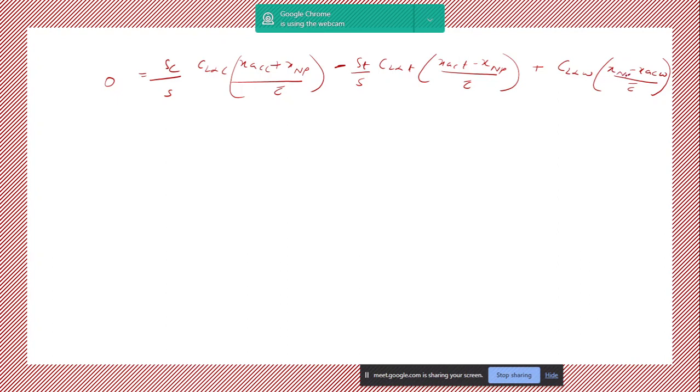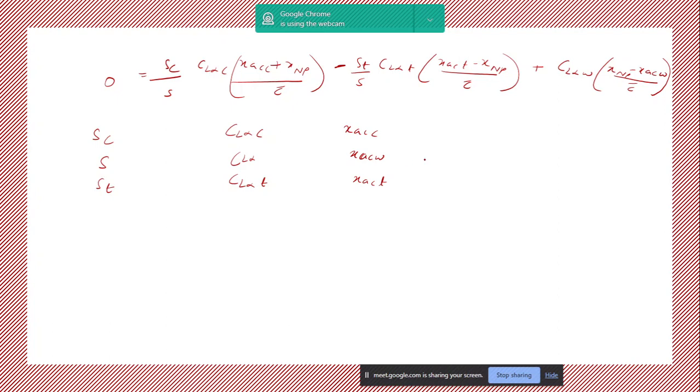Okay, so in this equation, let's see what all are our unknowns. Do we know SC? You need to find out SC, you need to find out S, you need to find out ST. Then what else? You need to find out Cl alpha C, Cl alpha, Cl alpha tail. What else? XACC, XACW, XAC tail.